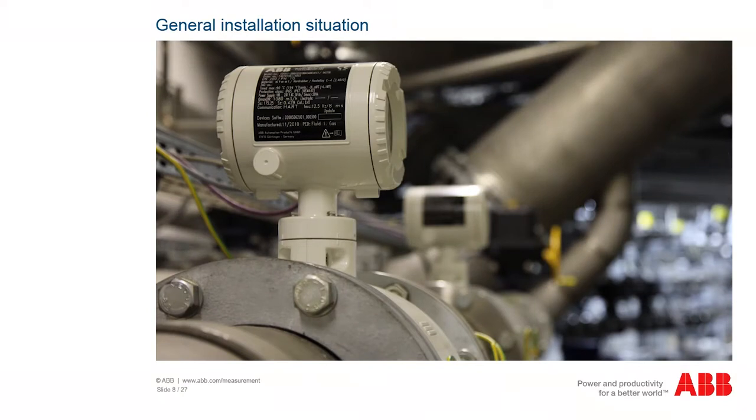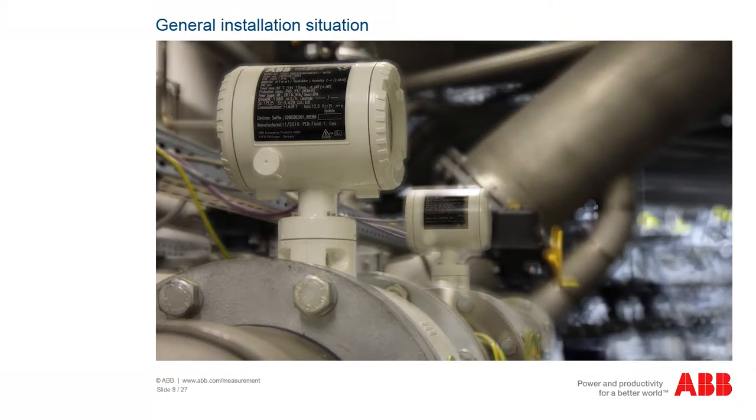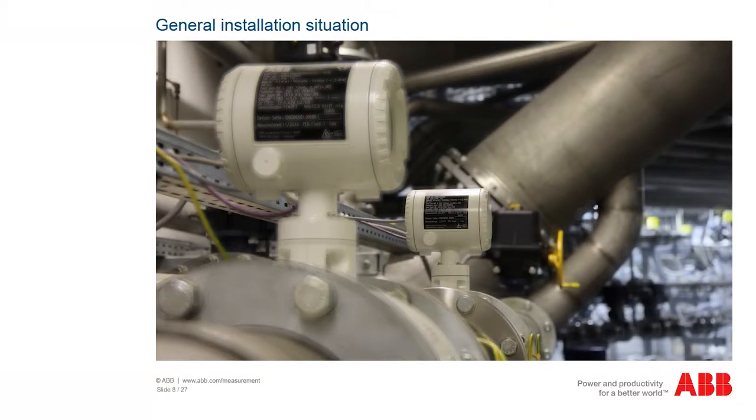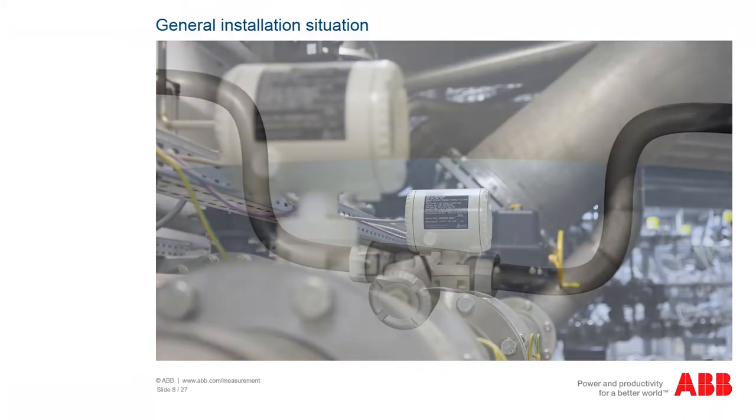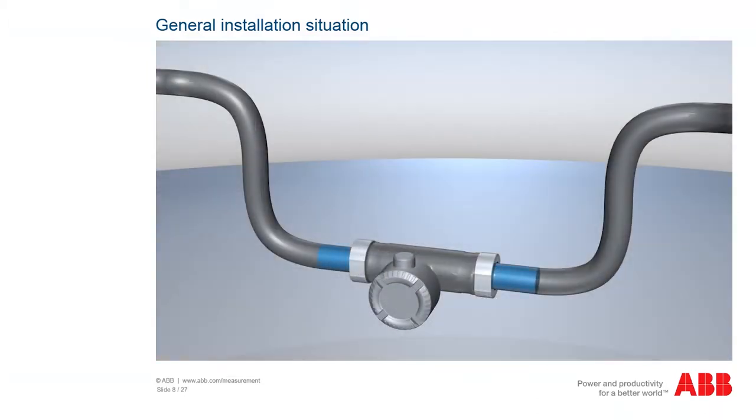If a horizontal installation is necessary, appropriate equipment must be provided to ensure that the piping is always filled with liquid. Of course, the minimum distances as described previously in the Inlet and Outlet Sections chapter must be taken into account.